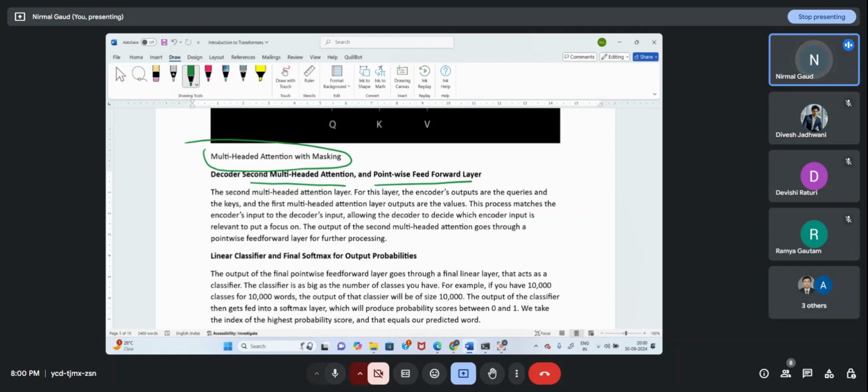Q, K, V, again, they are made anyway. For this layer, the encoder outputs the queries, keys and all values. This process matches the encoder's input with the decoder's input, allowing the decoder to decide which encoder inputs are relevant to focus on.